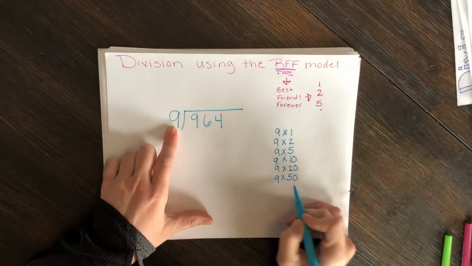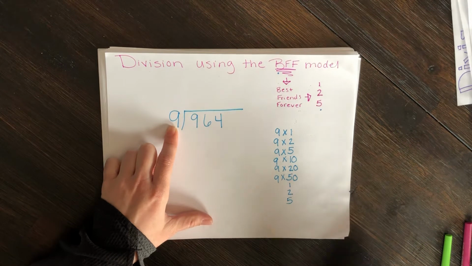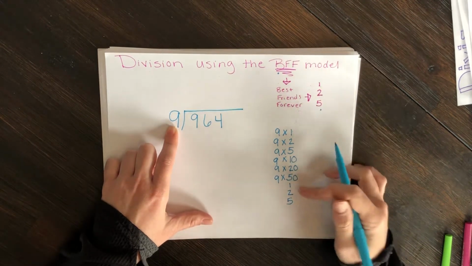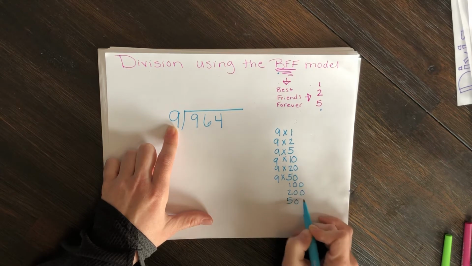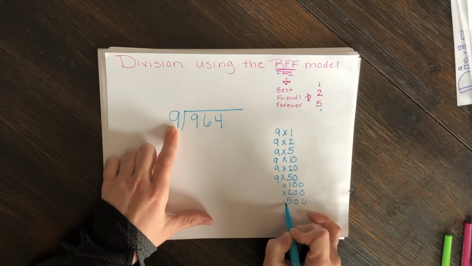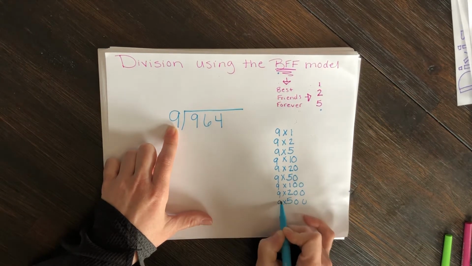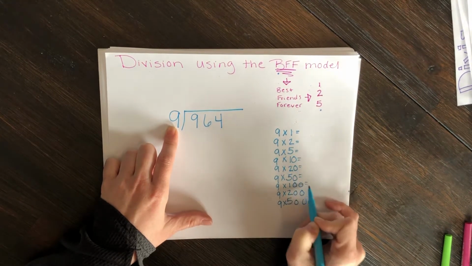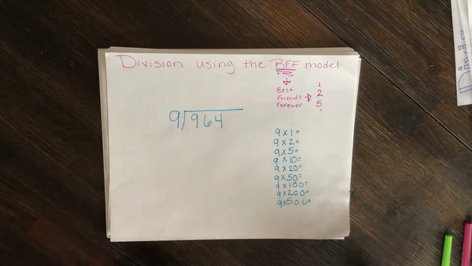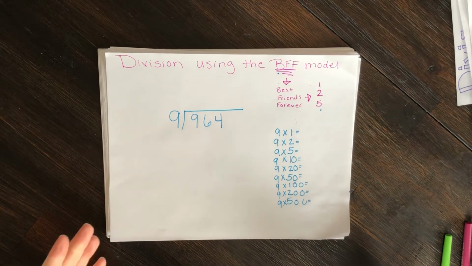Now, one more time, 1, 2, and 5. If you notice the pattern, no zeros, 1 0 here. We're gonna do 2 zeros. And we're multiplying these by 9. Okay, so the reason that 1, 2, and 5 are our BFFs is because we know how to multiply anything by 1, anything by 2, and anything by 5 because we're really good at skip counting.